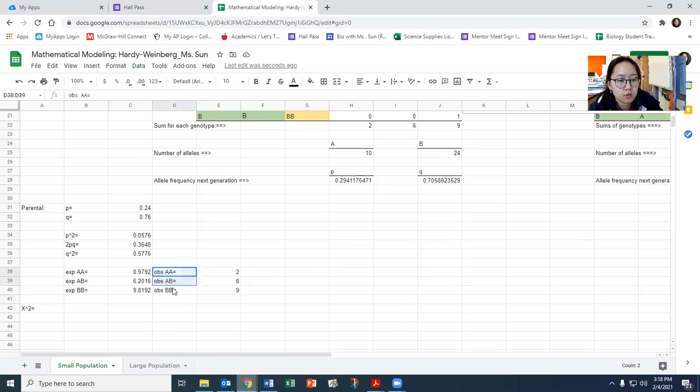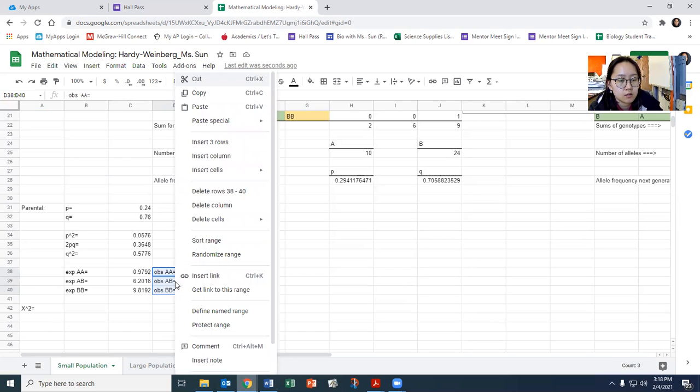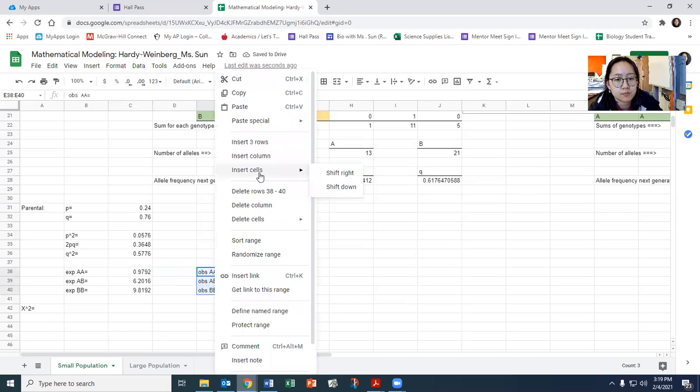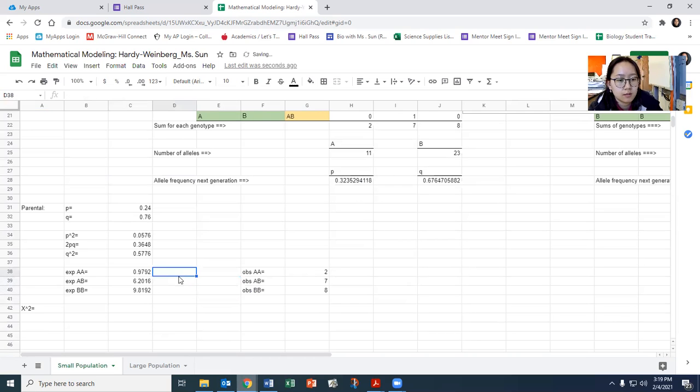So let me move this over real quick just because it is kind of in the way right now, and it's going to get too crowded right there. So we want to round now. And we know that 0.97 rounds up to 1. We know that 6.2 rounds down to 6, and that 9.8 rounds up to 10.